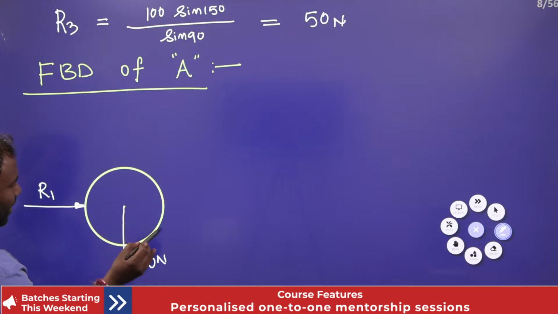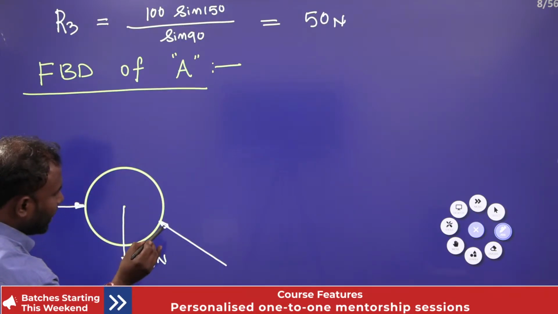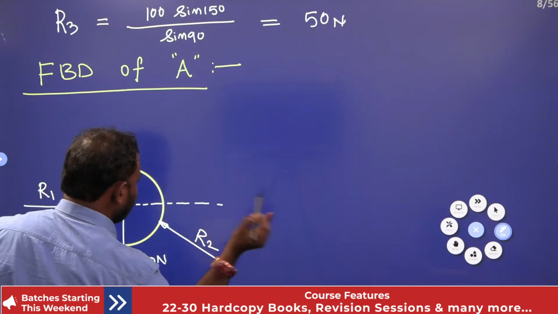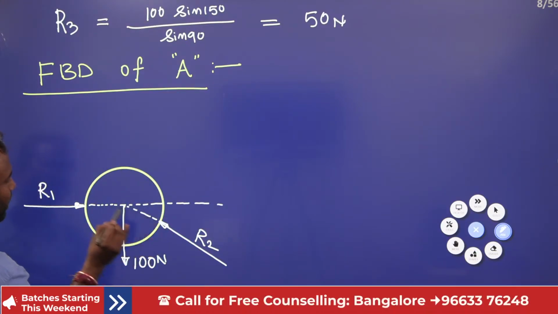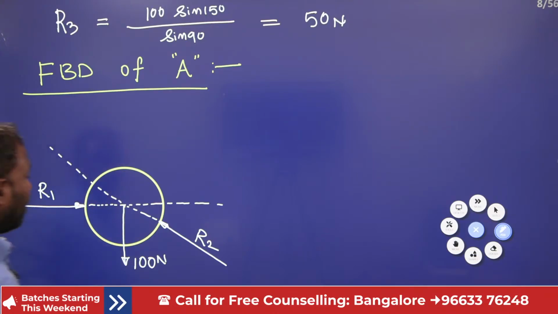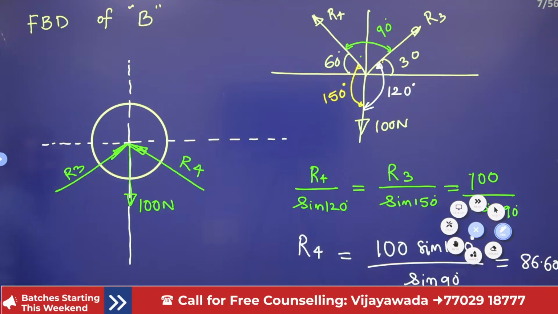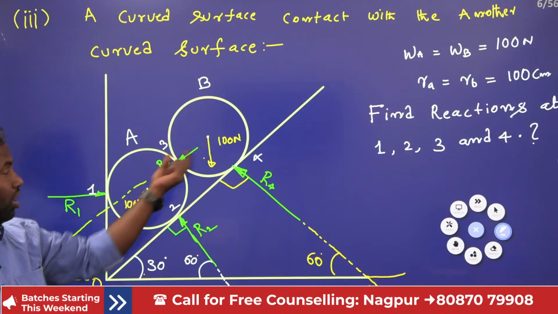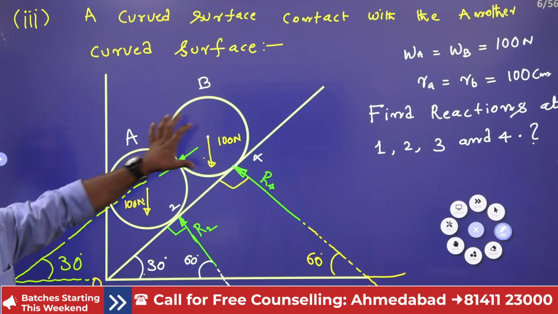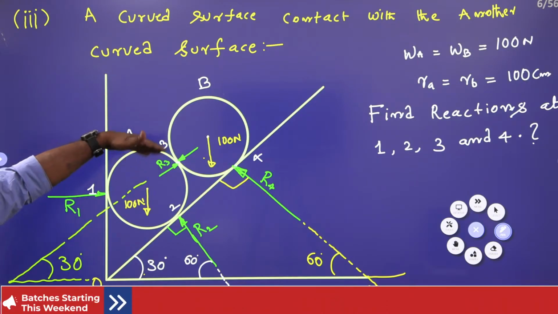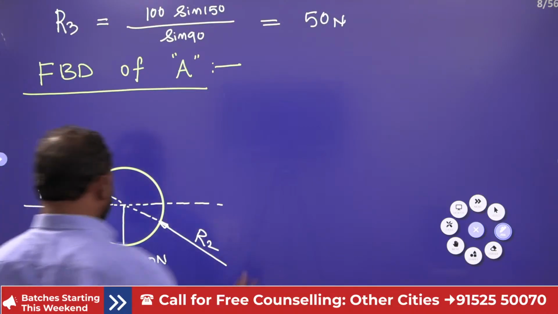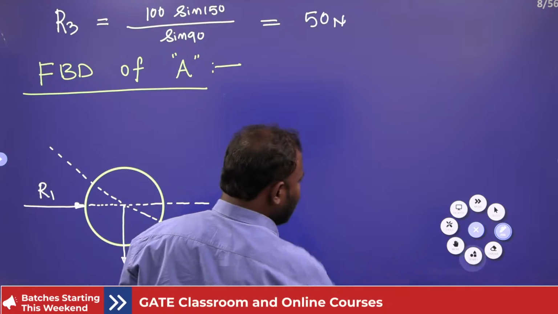Now here R2 reaction comes. Right. Now we have to place the R3 reaction also, because if I remove this ball B, then some reaction force is going to act on this particular ball A. Right. Now let us see where we have to show it. I'll show you that.